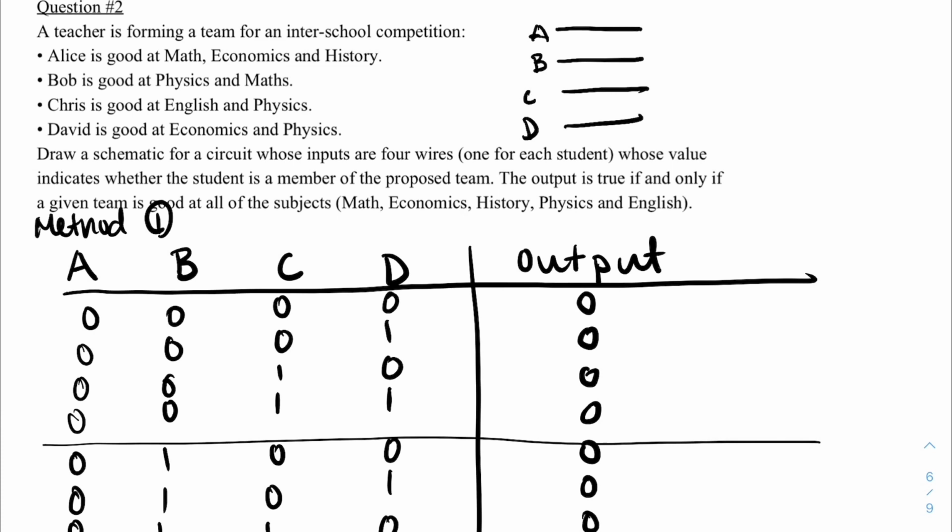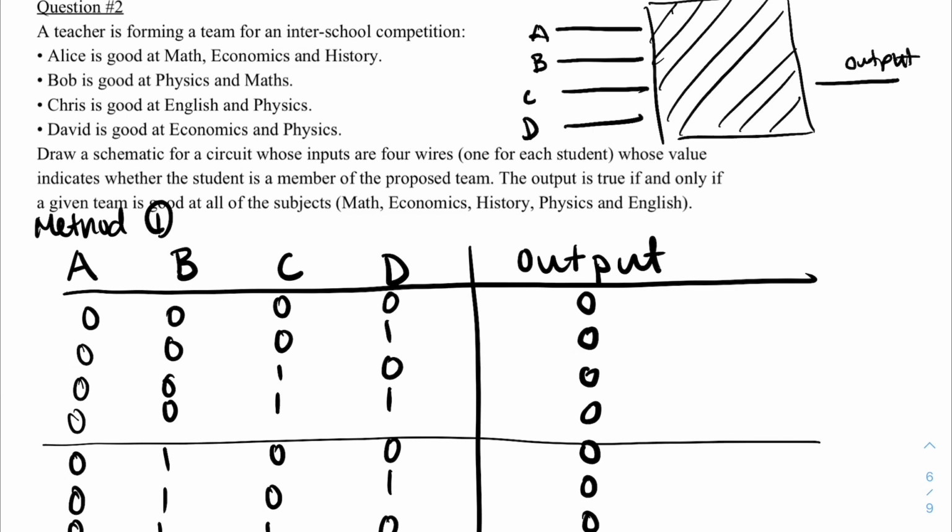So here I've just drawn the 4 input wires, labeled respectively A, B, C, and D. It's also sometimes helpful to make sure you understand what the problem is saying or what these inputs mean by going through an example. So if I have here 0, 1, 0, 1, 0, that means that we're thinking about a team that just consists of Chris. And here the output is true if and only if a team is good at all of the subjects. So here's what we know graphically from this problem, and we just have this black box of circuitry that we need to draw to get from these 4 input wires to a singular output wire.